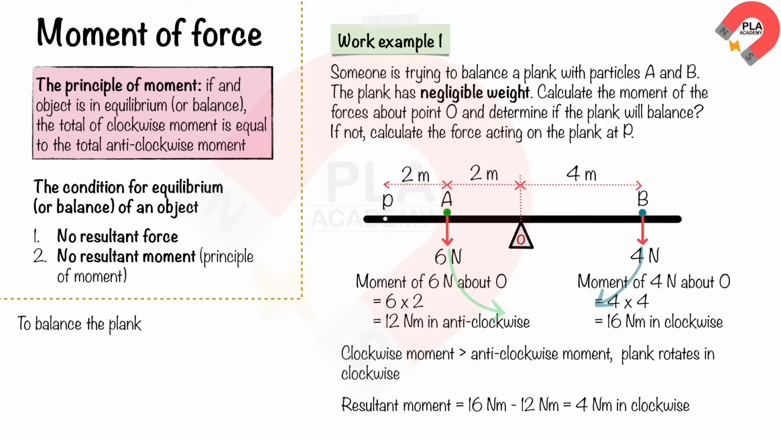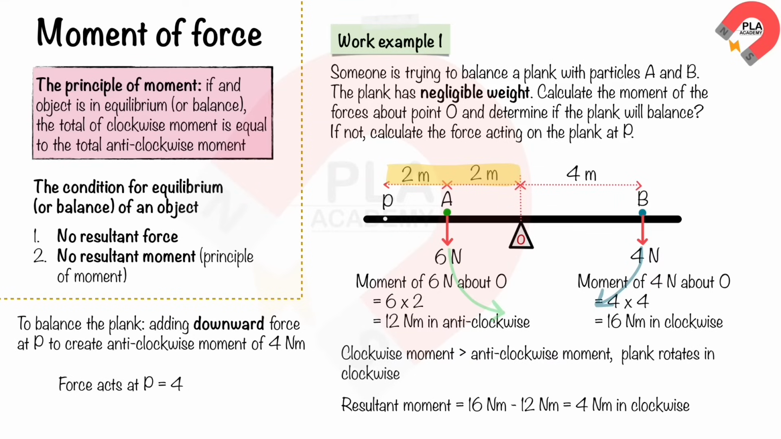To balance the plank, we need to add an additional downward force at point P that will create an anticlockwise moment of 4 newton meters. The perpendicular distance from point P to pivot O is 4 meters. So, force F equals 4 divided by 4, which is 1 newton. Therefore, the plank will balance if a force of 1 newton is applied downward at point P.